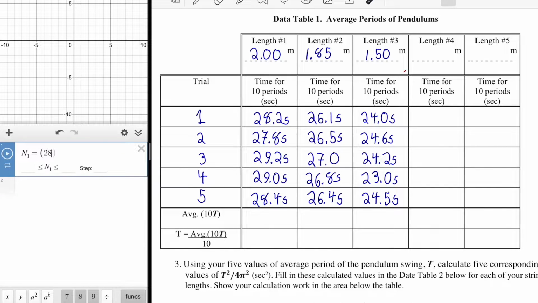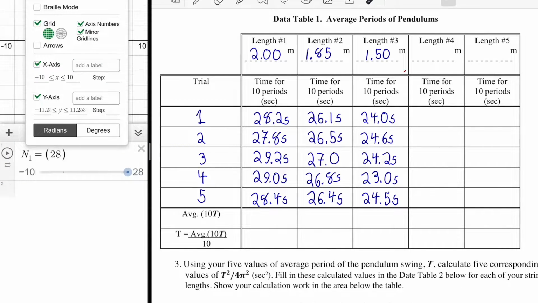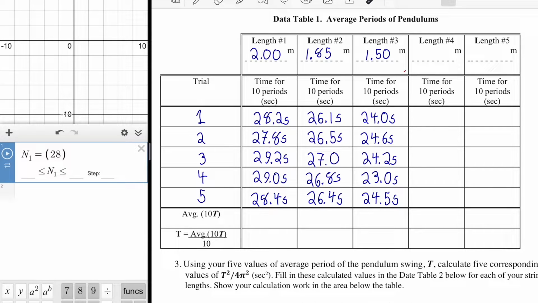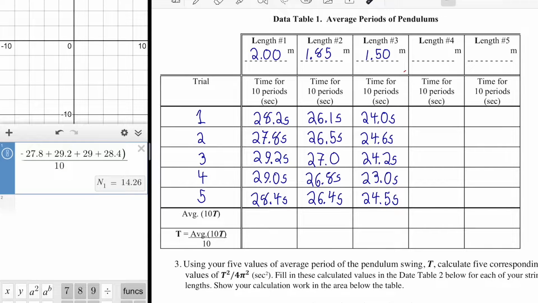So we have our 28, I want to make this a little bit easier to work with here. 28.2, and then plus 27.8, plus 29.2, and then plus 29, plus 28.4, and your data is going to look a lot like this. Not exactly the same, of course. So that's all of them together, but of course I have to divide by 10. Oh, not yet, sorry. I have to divide by 5, right?